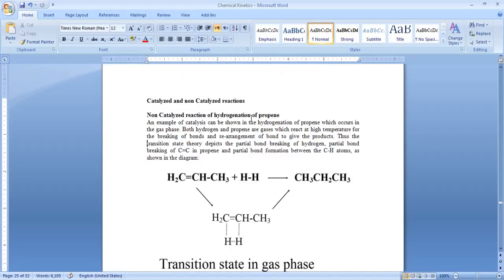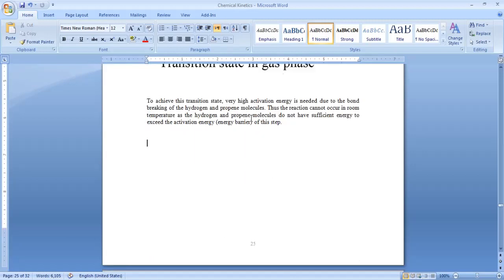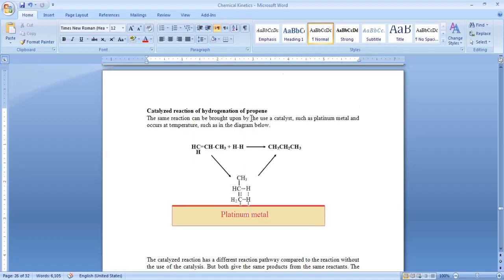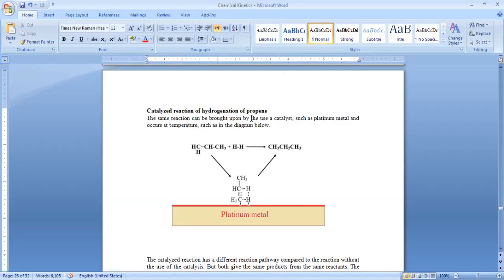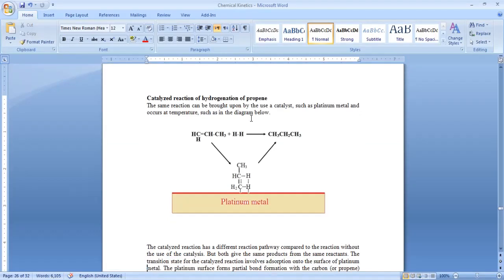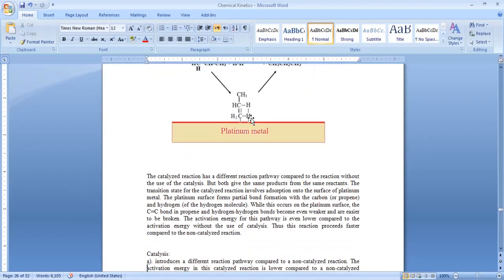So the reaction pathway, or the reaction direction, between a non-catalyzed reaction and a catalyzed reaction, is different. The non-catalyzed reaction has a different reaction pathway, with a different activation energy compared to the direction of the catalyzed reaction. So that is an example of the non-catalyzed reaction and the catalyzed reaction.